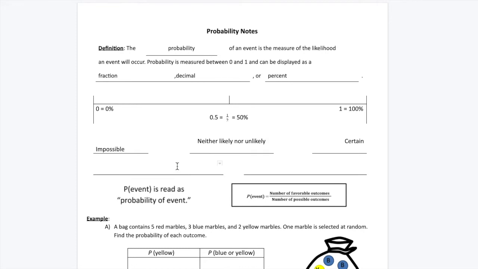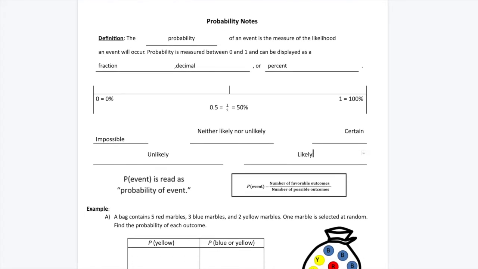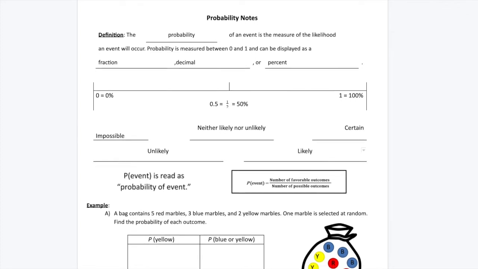But then if you consider the range between 0 and 50%, that's typically going to just be considered unlikely, but that range between 50 and 100 would be considered likely. So although we will be calculating those exact probabilities, these are other ways that you can describe the certainty or likelihood of an event occurring.